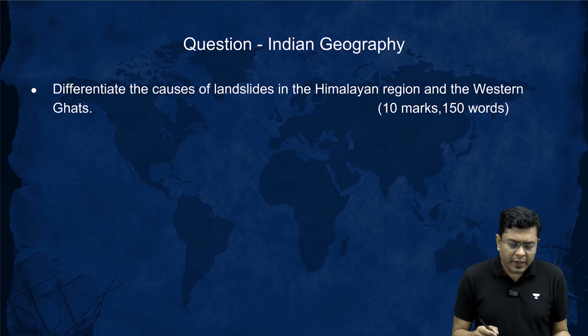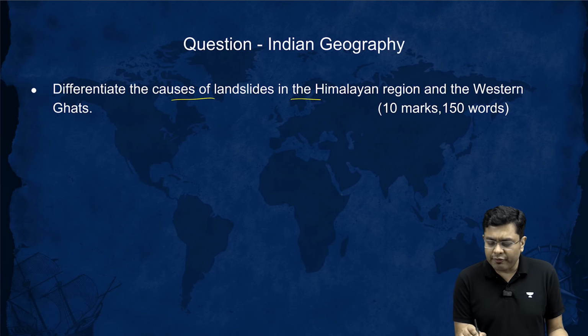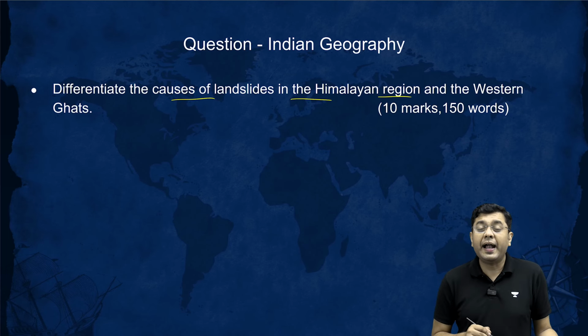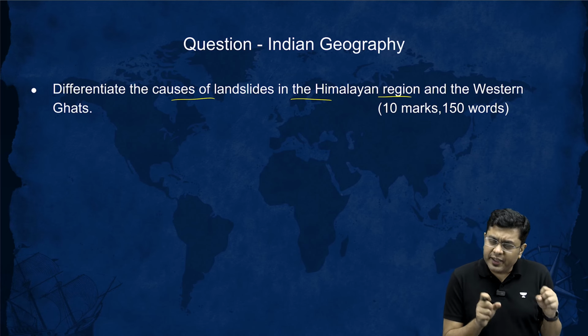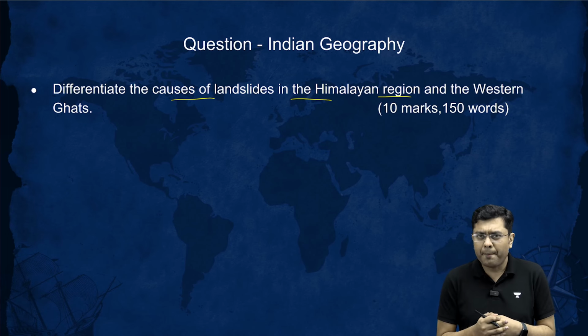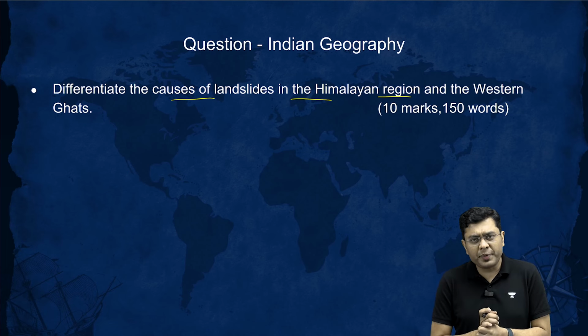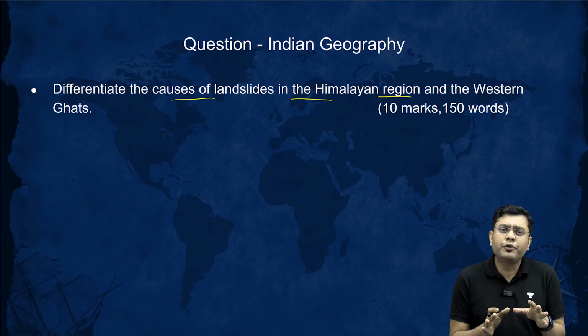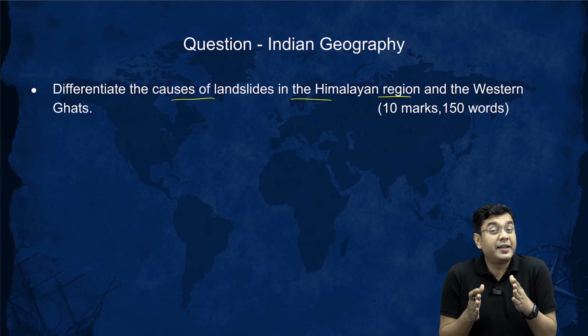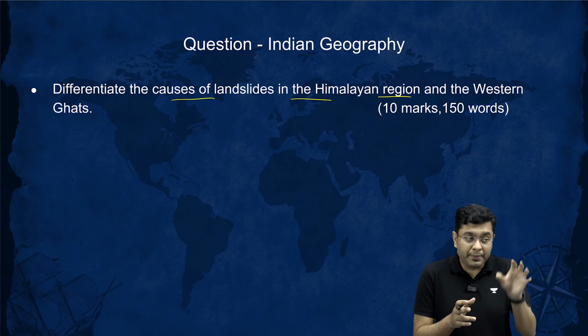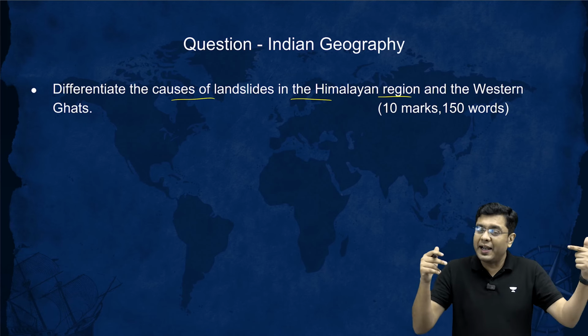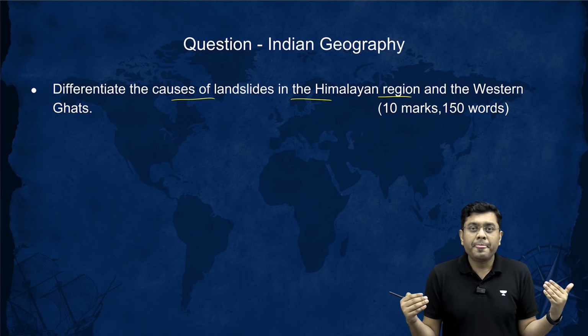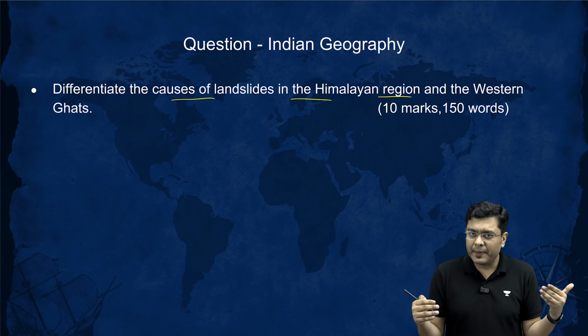Now this is a question about differentiating the causes of landslides in the Himalayan region and the Western Ghats. Landslides in the Himalayan region and landslides in the Western Ghats are a frequently visited area by UPSC, very frequently asked. Here you have to talk about the differentiation, but that does not mean UPSC is asking you to draw a table: Himalayas, Western Ghats, this is why landslide occurs, this is why landslide occurs. No, it is not a class 5th level answer.